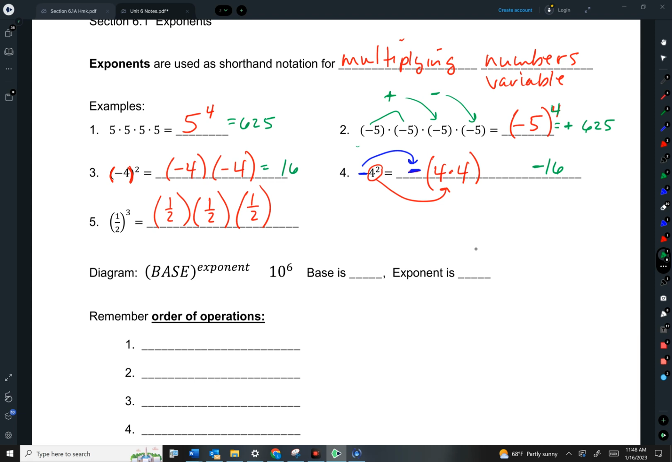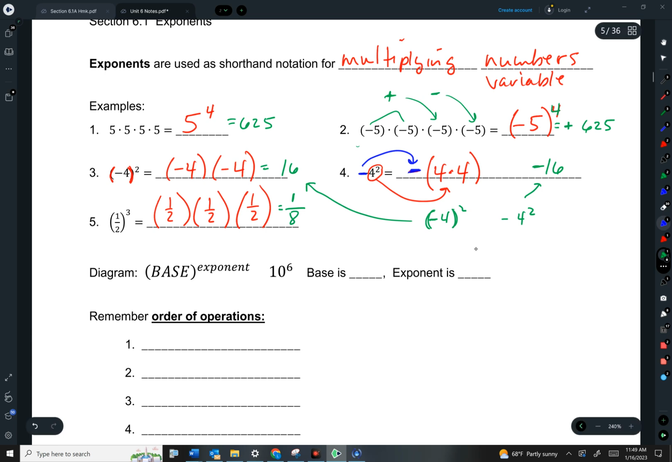And I know we've talked about this before. Remember, we're comparing this to this. This is the one that was negative 16. This is the one that was positive 16. We've talked about that before. And then on number 5, how do I do it if it's fractions? Well, when you multiply fractions, don't you just multiply the top? So 1 times 1 times 1. And then multiply the bottom, so 2 times 2 times 2 would come out to be 8. So the green is the simplification. The red is just talking about what exponents mean.